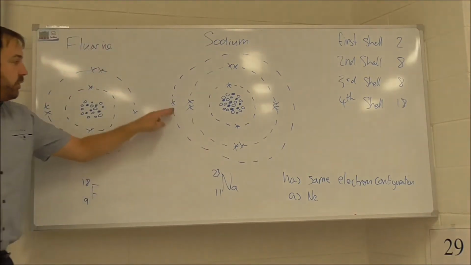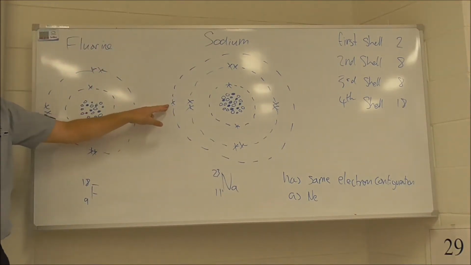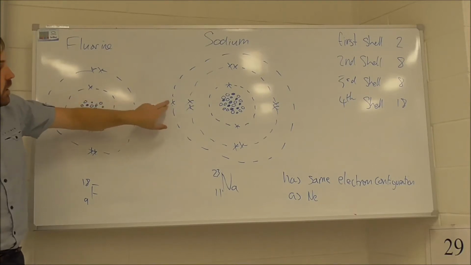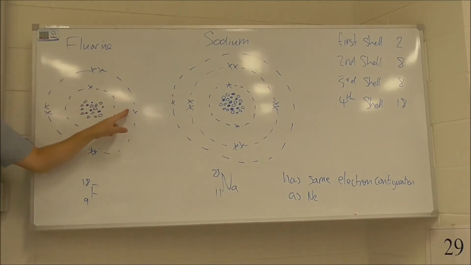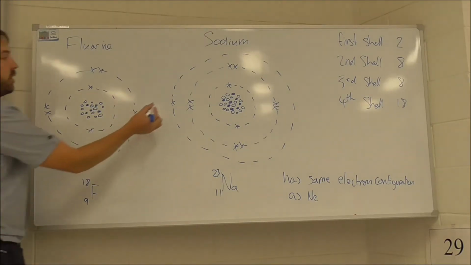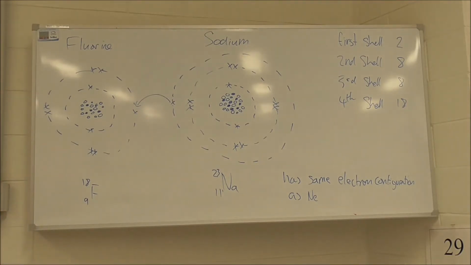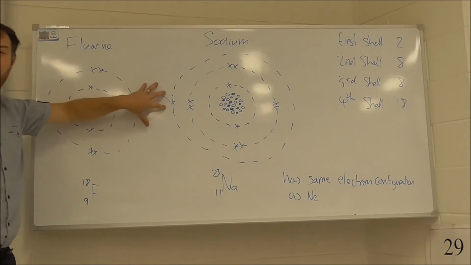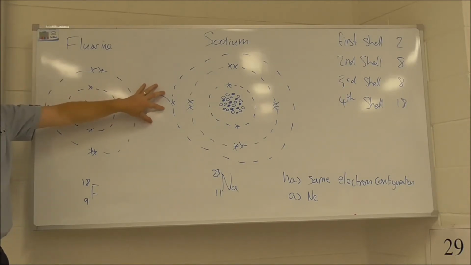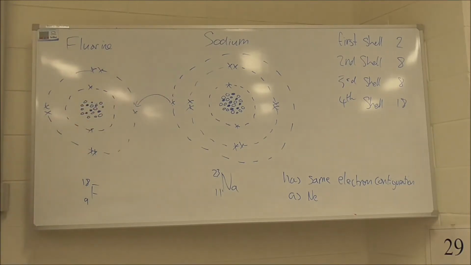I'm going to draw the electron, the only electron in that third shell of this neutral sodium atom here, and the unpaired electron in the fluorine atom here. What happens in a chemical reaction is that electron can move. The sodium says, oh, I really don't like having that extra electron there. Can somebody take it away, please? And the fluorine says, oh, I really don't like having that hole where an electron should be. Can somebody give me one, please?